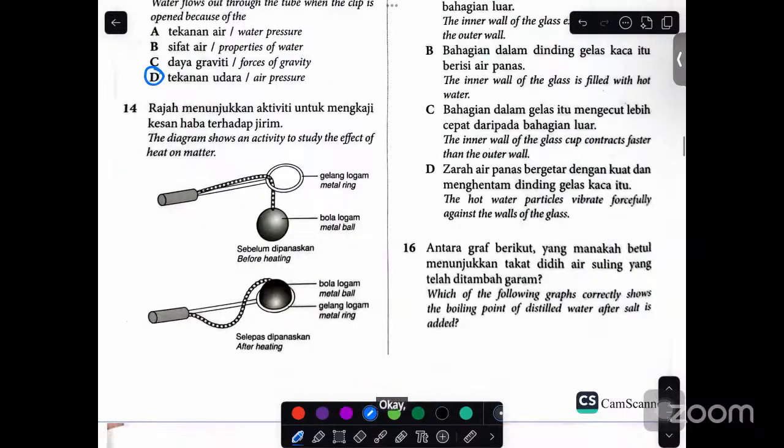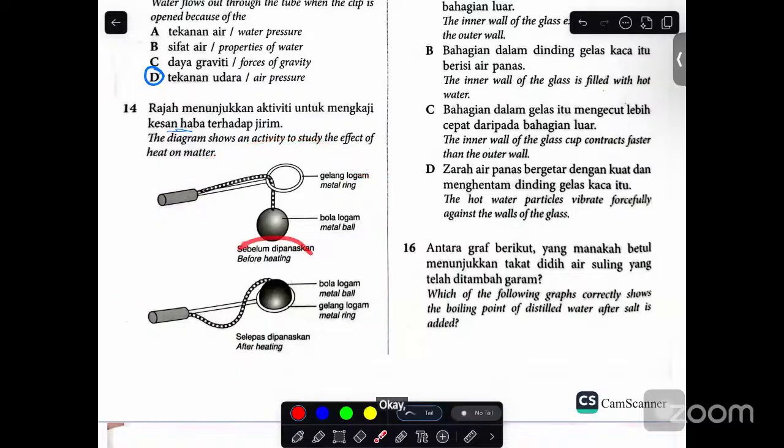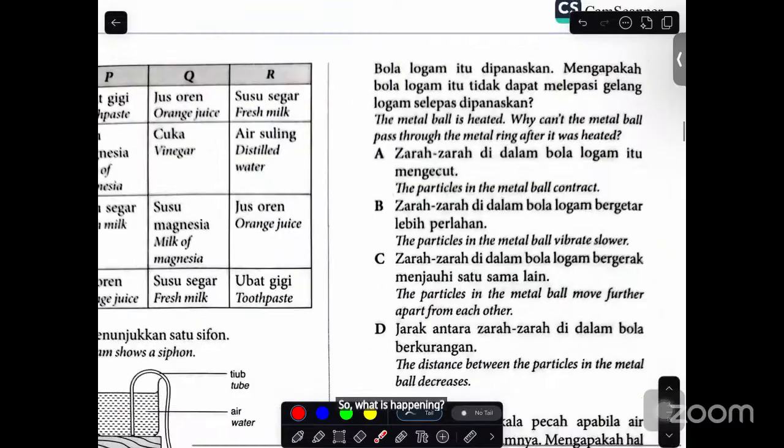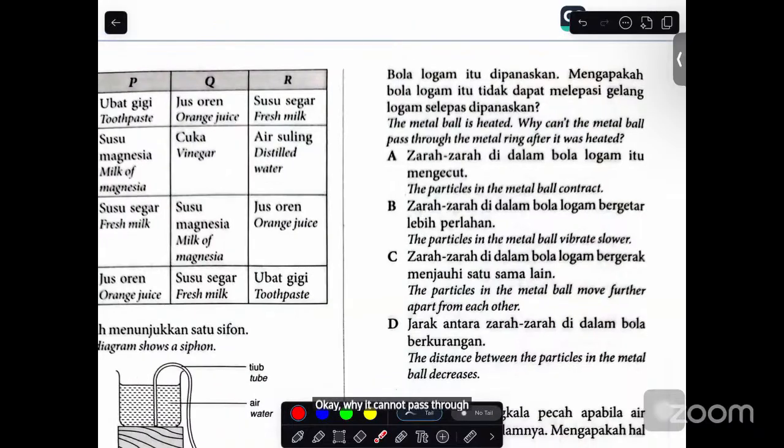Okay, ini adalah kesan haba terhadap jirim, your effect of heat on matter. So, cuba tengok gambar. Okay, sebelum dipanaskan and selepas dipanaskan. Okay, sebelum dipanaskan macam ni and selepas dipanaskan macam ni. So, what is happening? Bola logam itu dipanaskan. Mengapakah bola logam itu tidak dapat melepasi gelang logam? So, when the metal ball is heated, why it cannot pass through the ring? What's happening here?